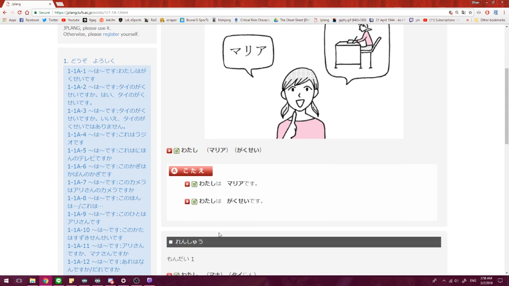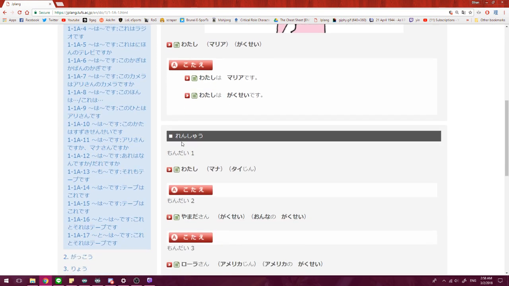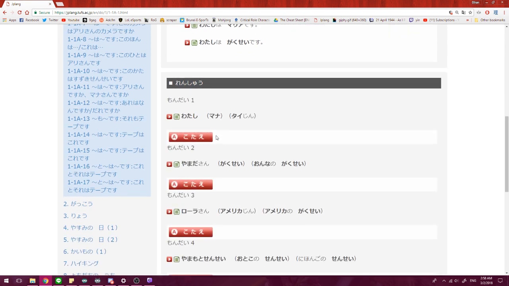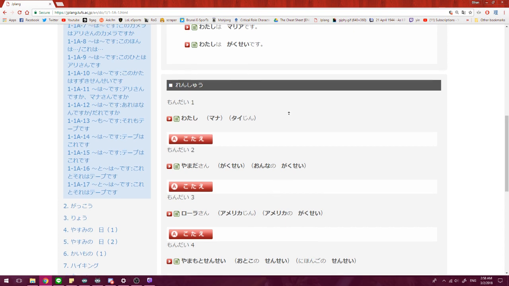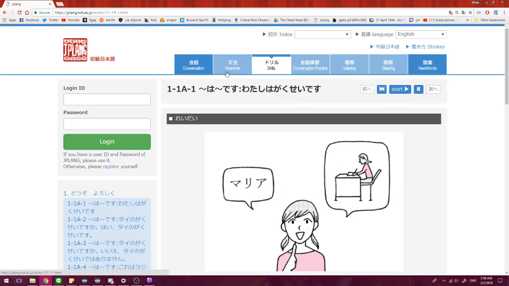This part here, it's basically basic drills, right? And then now, renshu means practice. This is where you do it yourself. So you have watashi, you have mana. So then you know what to do. Watashi wa mana desu, right? Say, hey, I am mana. And this is basically practicing how to make your own sentences, right?